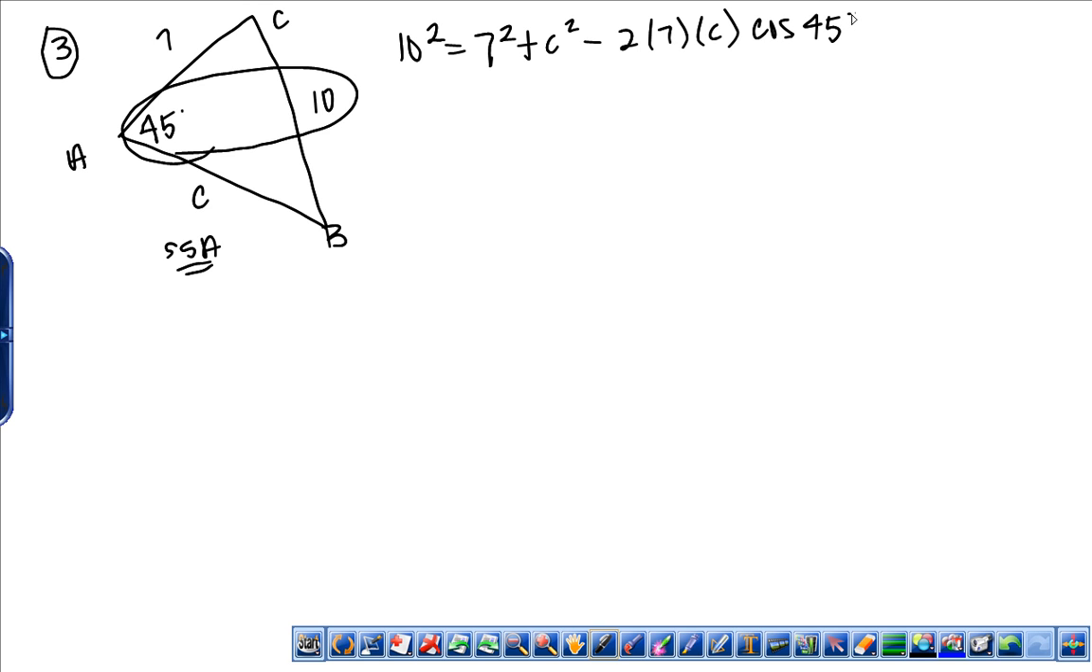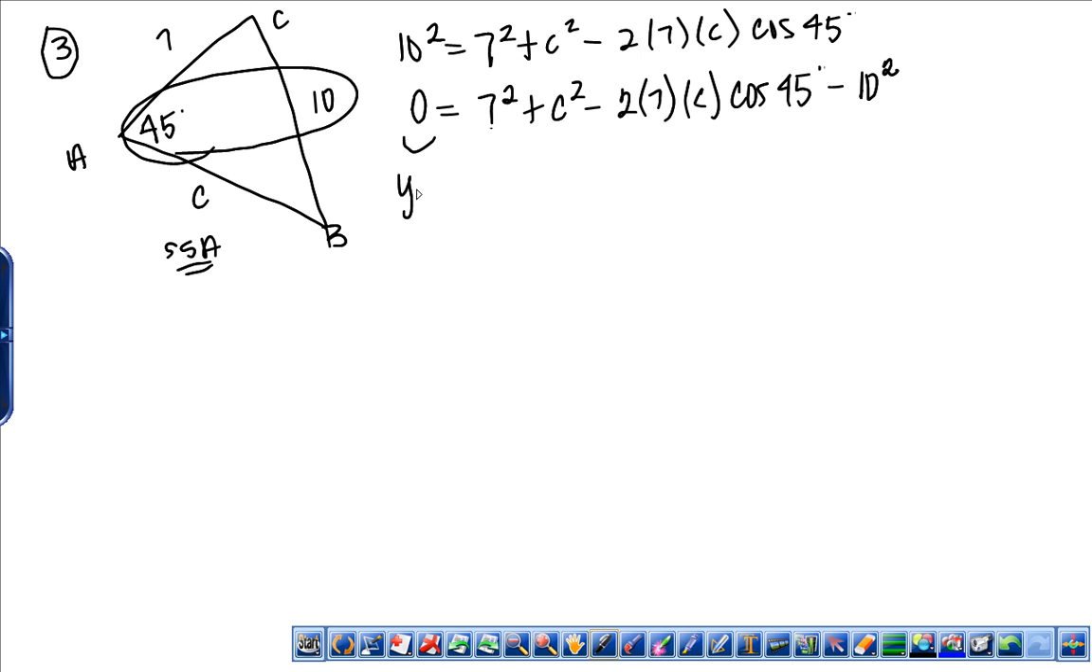And I like to use cosine because there's not going to be any reason why I should make a mistake on this. Okay, so I'm going to move this over like I did in the problem before, so I can set it equal to 0. So 0 equals 7 squared plus C squared minus 2 times 7 times C cosine of 45 degrees, and this is going to be minus 100, or 10 squared. All right, now what I'm going to do is plug this into the calculator. So this is going to be y1, and this is y2, and I'm going to find the intersection of these two numbers. So this is 0 on the left side, the right side. So I'm going to solve for C.